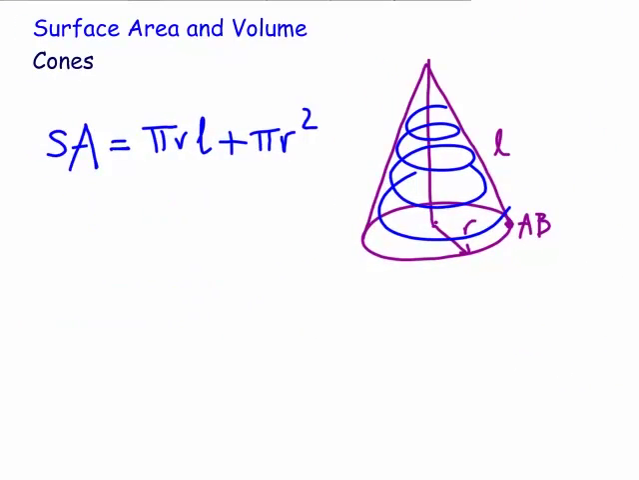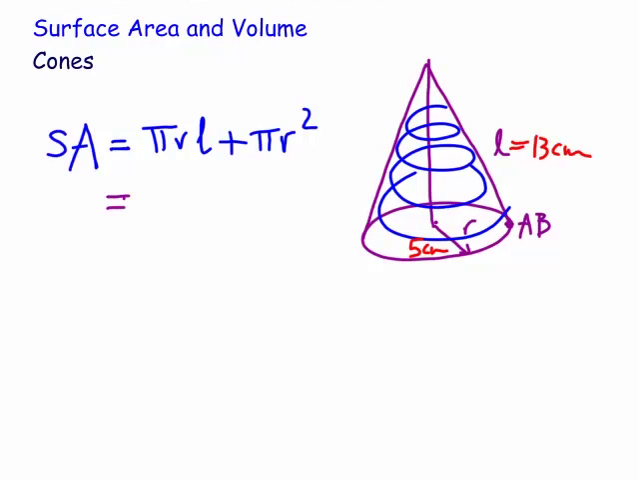Let's actually put some measurements in. So let's make L, say, 13 centimeters, and the radius, let's make that, say, 5 centimeters. 5 cms for the radius. So let's try and work out what the surface area would be. You can see here the surface area is pi RL.